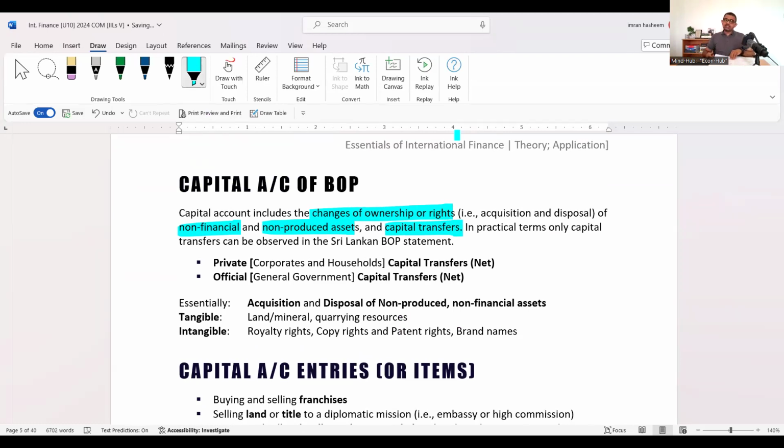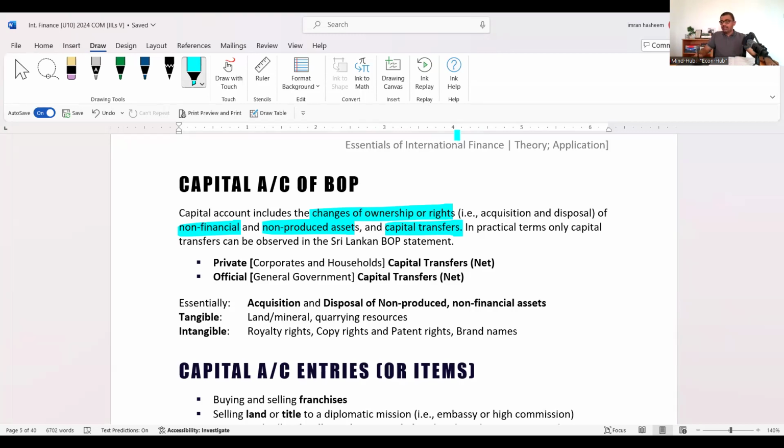In Sri Lanka's balance of payment statement in the capital account, mainly what we have is capital transfers. We don't have major items that come under acquisition and disposal of non-financial, non-produced assets. Mostly we have official capital transfers. That is the different long-term project donations received by the government of Sri Lanka. Okay. Right. I mentioned that as well.